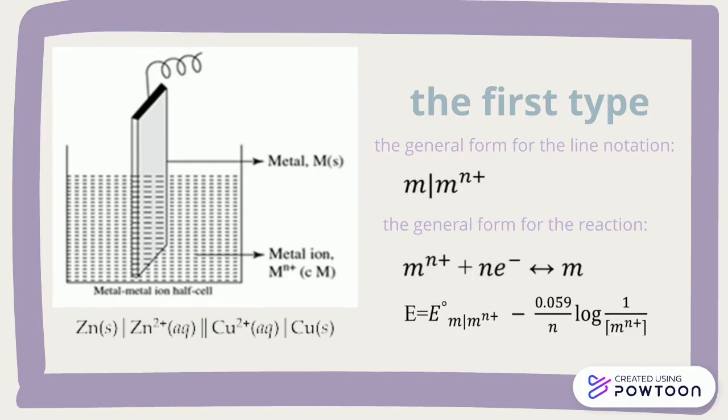In the electrochemical cell, the electrode having higher oxidation potential undergoes oxidation and acts as the anode or negative electrode, and the electrode having lower oxidation potential undergoes reduction and acts as the cathode or positive electrode. Here's the general form for line notation and the general form for the reaction.